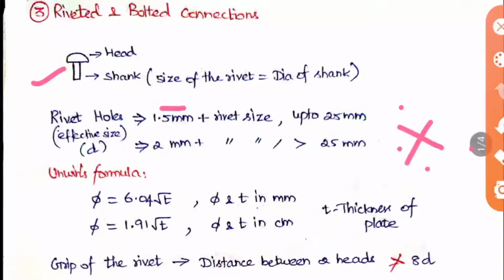And then comes the grip of the rivet. Grip of the rivet is nothing but the distance between the two heads, that is, the inner sides of the rivets. That distance is called the grip of the rivet and it should not be greater than 8D.